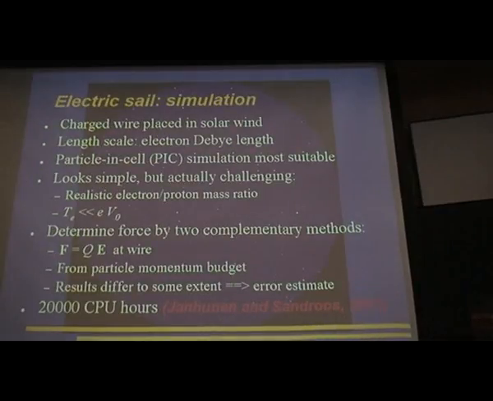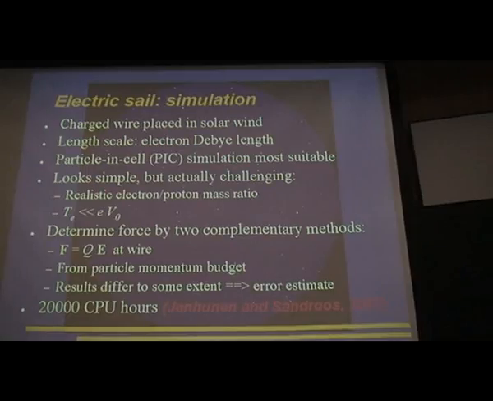Okay, and then something about this simulation. The idea that the plasma physics works has been verified in a particle-in-cell simulation, where we calculate the orbits of individual electrons and ions self-consistently. So it's a two-dimensional calculation. We put a charged wire at the middle of the simulation box in a solar wind, and the relevant length scale is the Debye length of electrons, as I said.